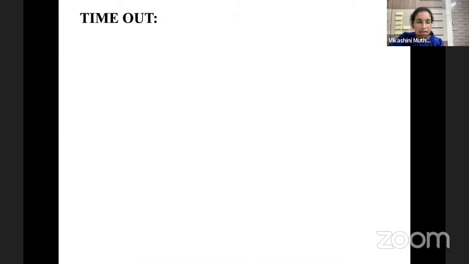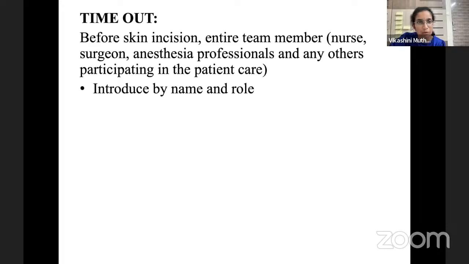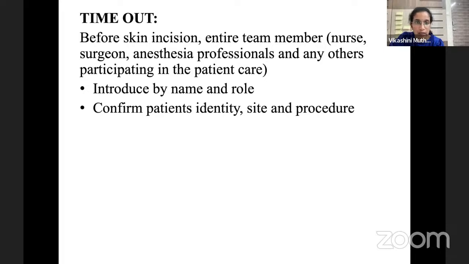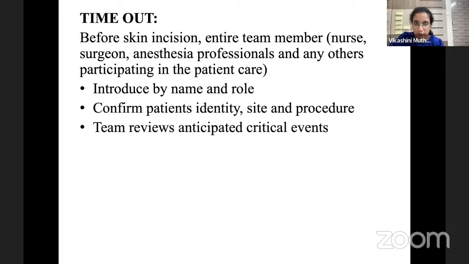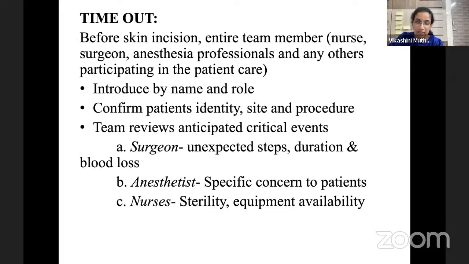Got it. And next is coming to the timeout session, which is done before the skin incision, and it's done with the entire team members of nurse, surgeons, anesthetist, and whoever has been involved in this patient care. All of us get introduced by the name and their role, and again confirm the patient's identity, site, and the procedure. And each team has to review their anticipated critical events, like if the surgeon is planning to take any non-routine steps, then he might express his concern about that. And also about the duration he might take to complete the surgery, and what could be the blood loss.